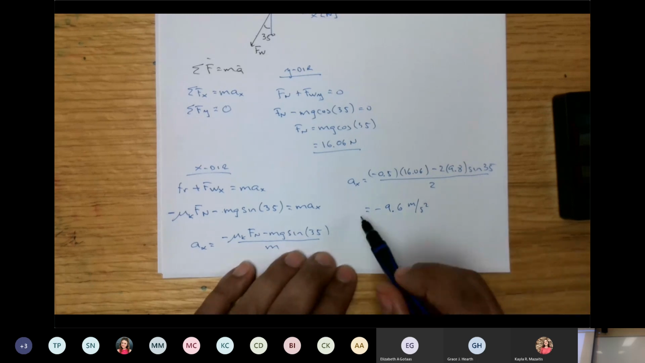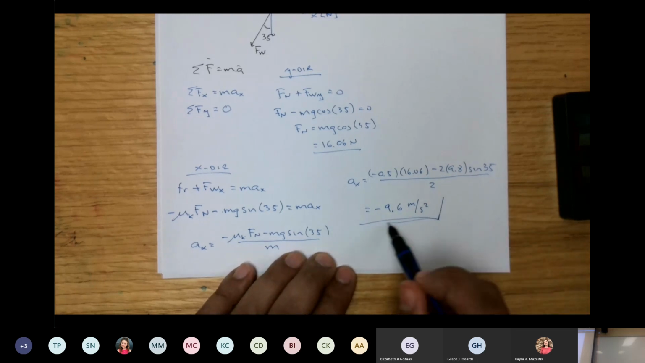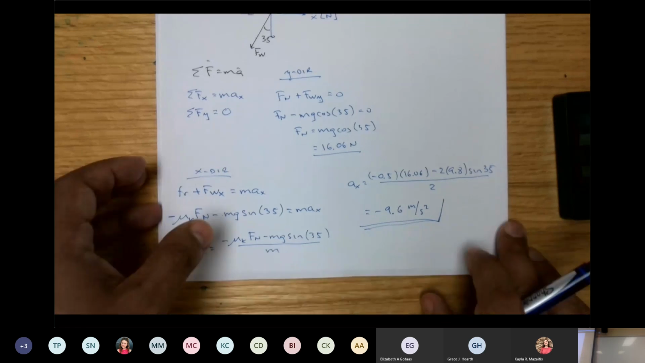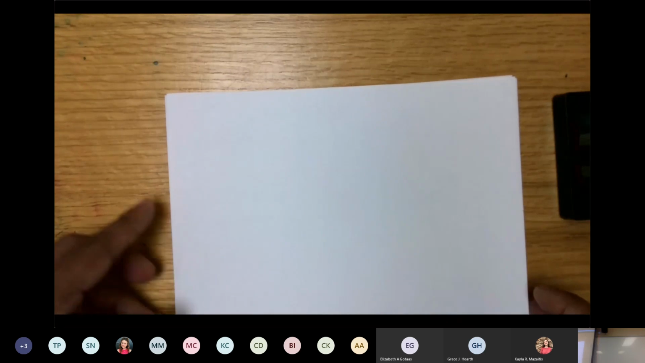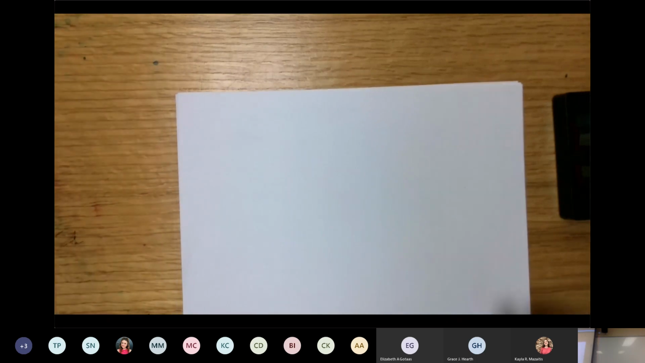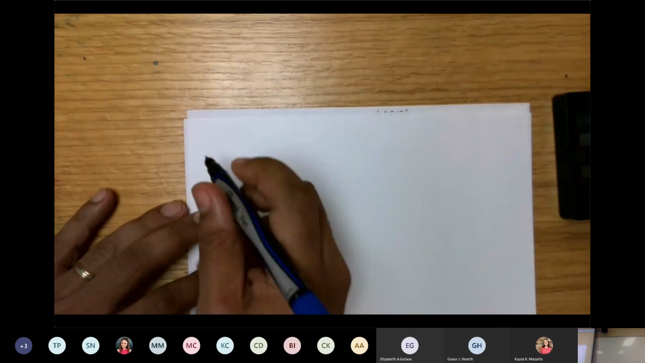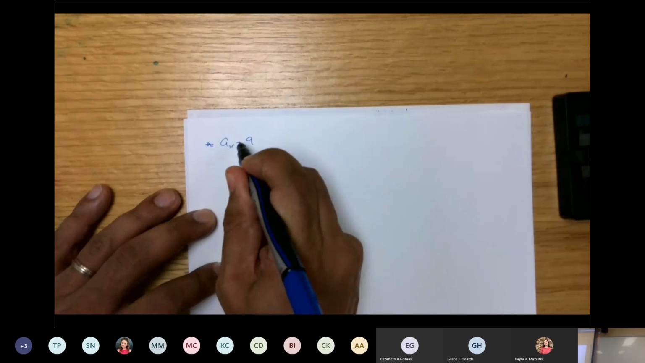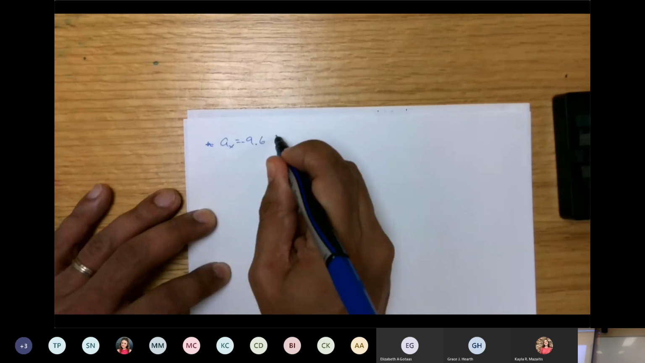Okay, so what I want to go through a little bit before we go to the next problem is this negative acceleration. A very common misconception, yes? I thought the problem was to find the distance. Yes, but before I move forward, I want to make a note on the acceleration. So we got an acceleration in x of negative 9.6 meters per second squared.